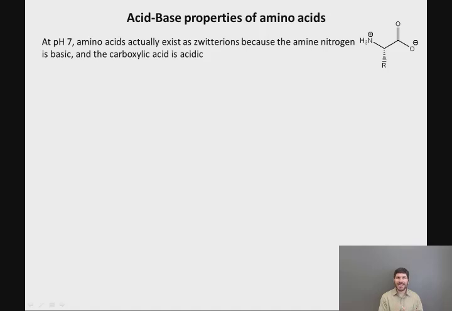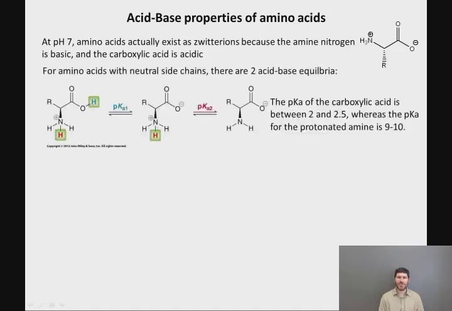A Zwitter ion is a structure in which you have both a positive and a negative charge in the same structure. And they exist as Zwitter ions because the amine nitrogen has a positive charge and the carboxylic acid oxygen has a negative charge. It's because the amine nitrogen is protonated at pH 7 and the carboxylic acid oxygen is deprotonated at pH 7. And that, of course, is due to the fact that the amine is basic and the carboxylic acid is acidic. So let's explore this in a little more detail.